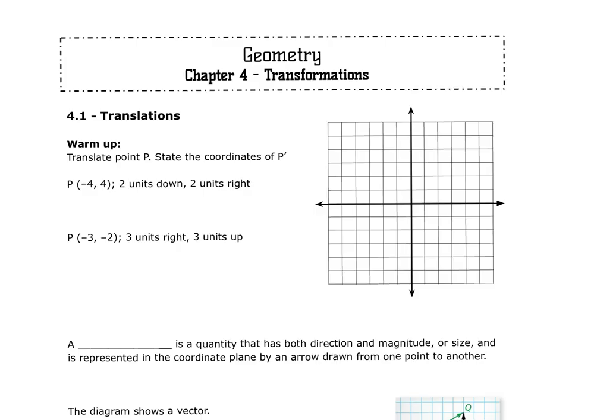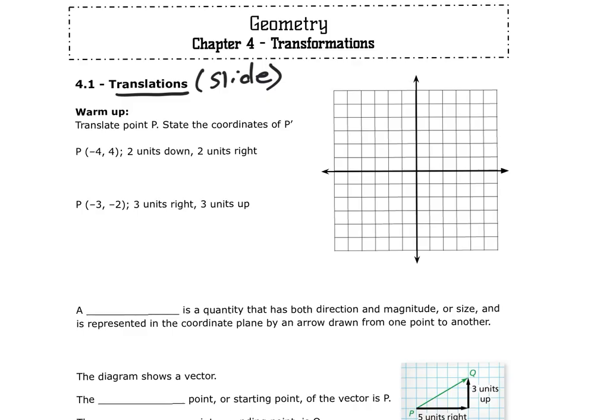So today is going to be translations. The word that I use for translations is a slide. Okay, I think it makes more sense to say slide, and you'll hear me say the word slide a lot, because that's essentially what we're going to do. We're going to take whatever figure it is, and we're sliding it left, right, up, down, whatever direction. So on this first one, we can do it to any geometric figure. In this case, it's just a point P.